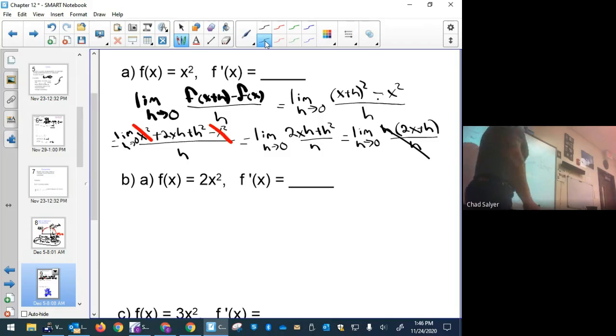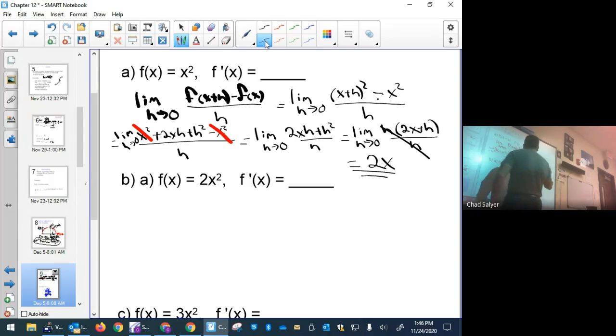And cancel those two out. Now do you see I can plug in h equals 0, evaluate the limit, and it's actually 2x. So I factored out the h, so 2x plus h. Plug in the 0, I get just 2x.